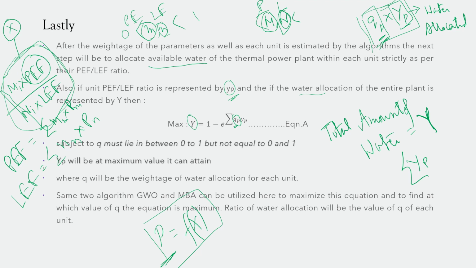But the next question arises, how much water? So this answer we are giving in the second optimization, because this is the water allocated initially, and this is the QP which will give the significance of each unit. Or take it otherwise, this QP will show us what should be the optimal ratio of water allocation to each unit, which ultimately will enhance or contribute to the profitability of the power plant.